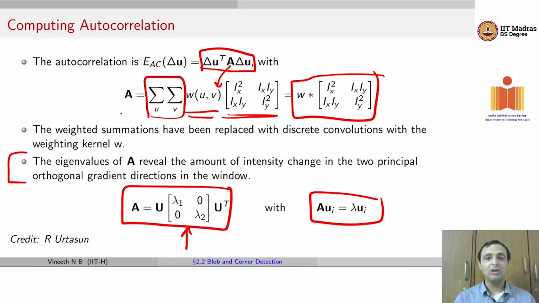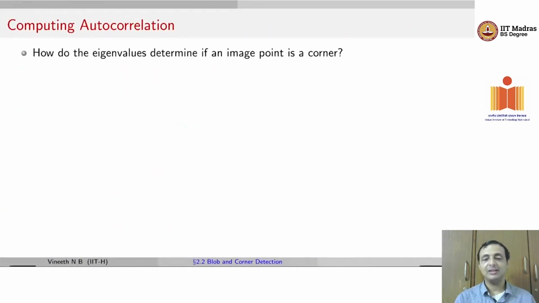Okay, which is wonderful. So we once again started with autocorrelation, wrote it in a slightly different manner, and now we have done an eigen decomposition of A. Where do we go from here? How do we go from here to finding a corner? That's the question we are asking. Think about it for a moment. How do you think you can go from the eigenvalues of A to a position of a corner?